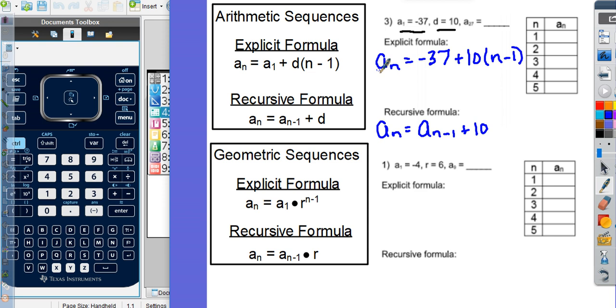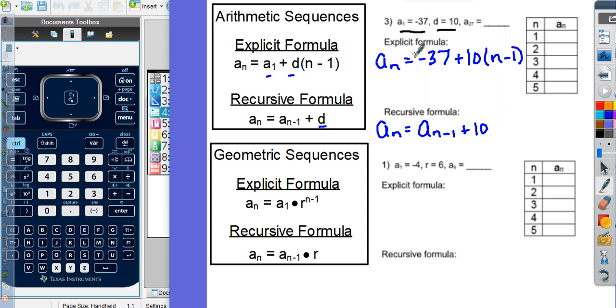All right, so you created this explicit formula. You created the recursive formula, and all you had to do was to fill in just those numbers right there. So the A1, the D, and that D right there. Okay? So don't overcomplicate things when you're doing this. We're looking at the formulas that are already given to us. And then we're just plugging in the information we have.